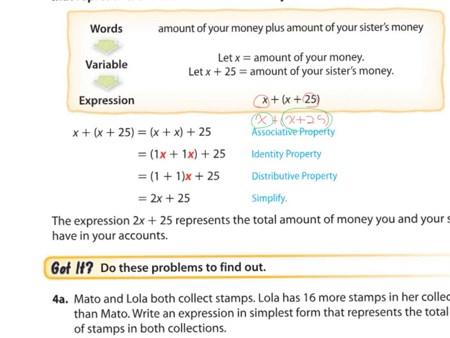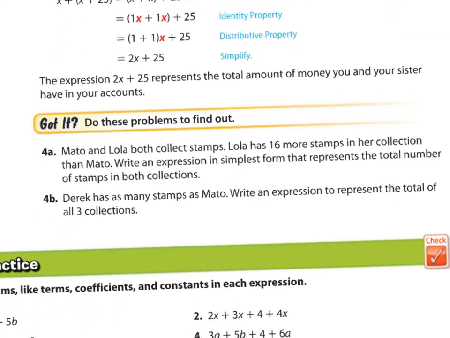So then how do we simplify? Well, we have 1x plus another x. It's going to give me 2x plus 25. And this expression represents the total amount of money in both accounts. Okay, I hope that made sense to you.